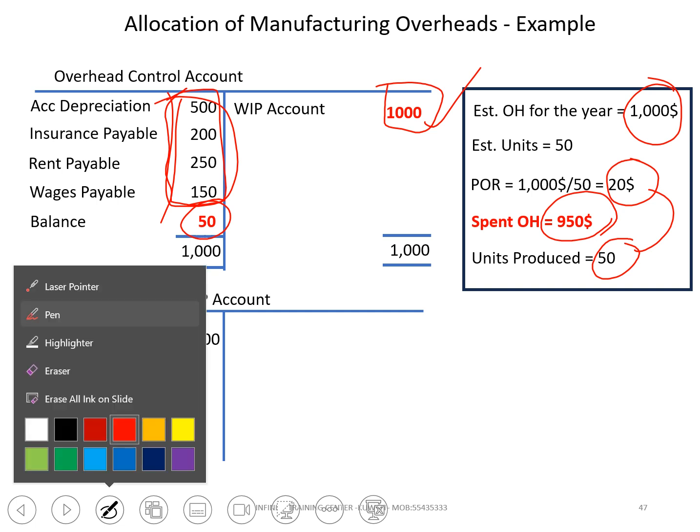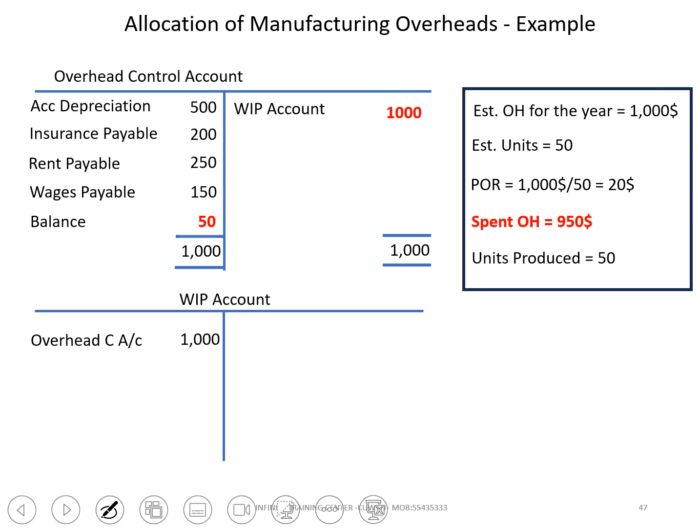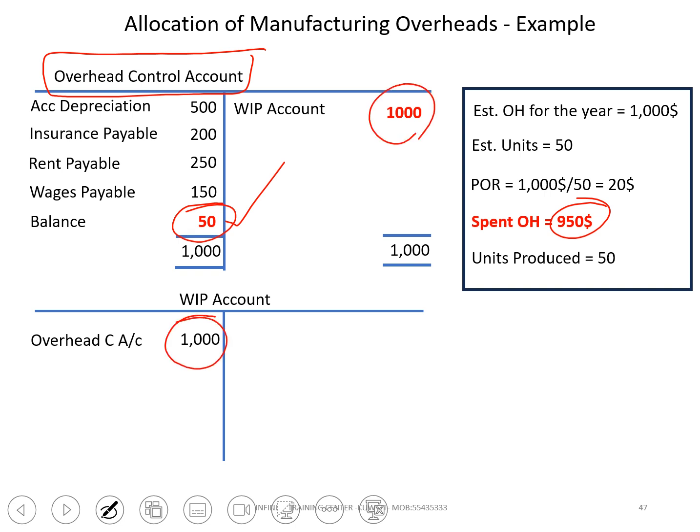So we can say we added more, or we applied more, to the work in progress account or to the production process, or we can say we over applied. For how much? For $50 we over applied. So when there is a credit balance in the overhead control account, that means we over applied, or we sent more cost to the products compared to what we actually spent. In this case, we spent only $950, but we sent $1,000 to the work in progress account.